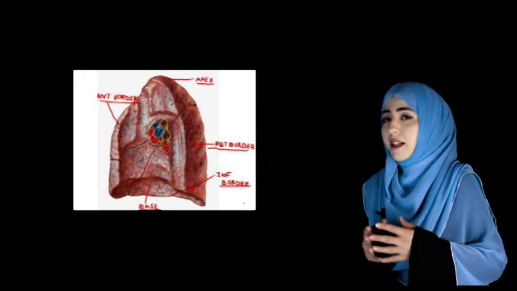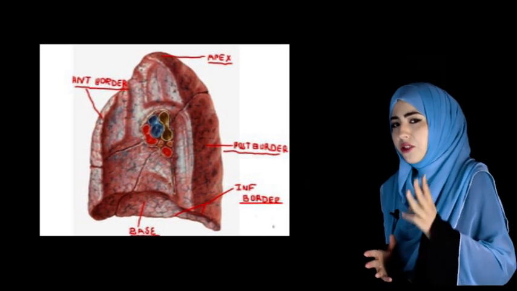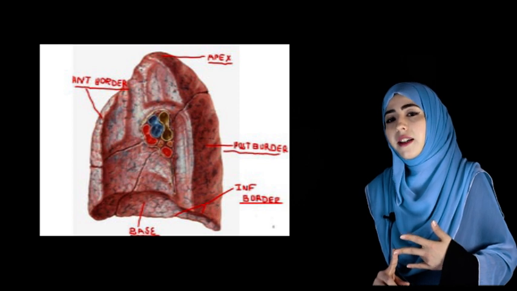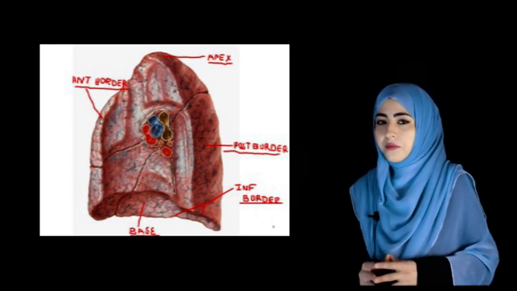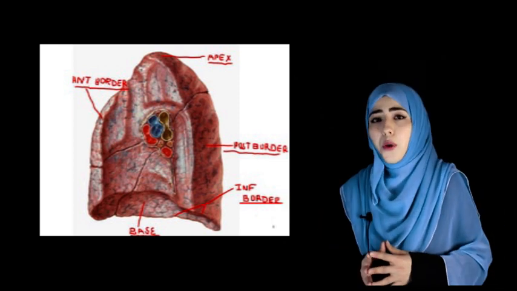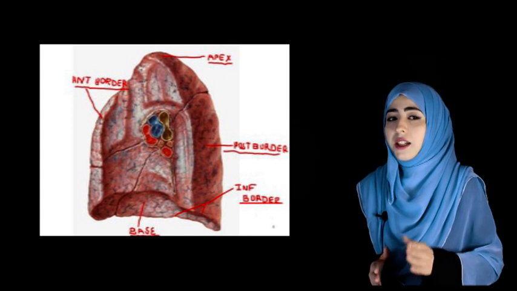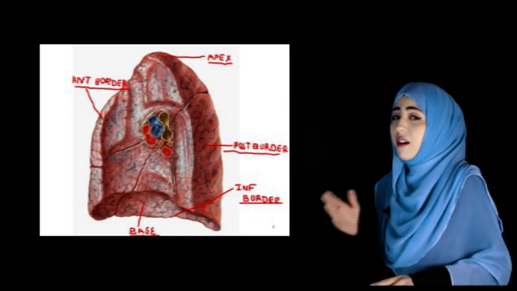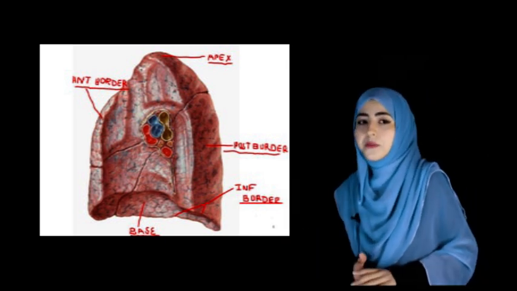And then let's talk about the borders of the lungs. We have 3 borders. One is the anterior border, the second is the inferior, and also the posterior border. The anterior border is where the costal and mediastinal surface meet anteriorly and overlap the heart. The cardiac notch indents this border of the left lung.